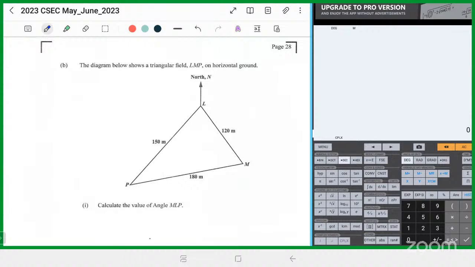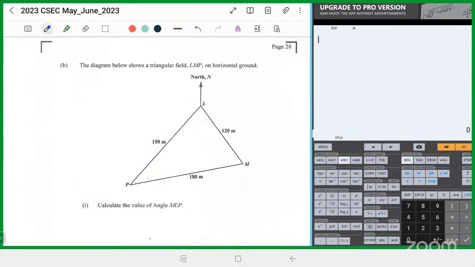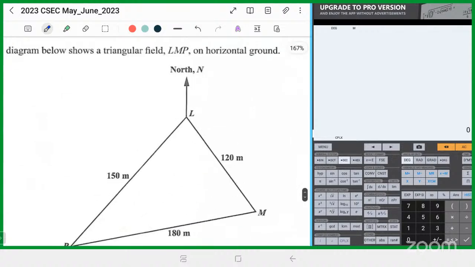It says calculate the value of angle MLP. So you see all the dimensions are on the diagram, and they want MLP. This is an example where they give you 3 sides, so you have to use cosine rule to find an angle. Once you're given 3 sides, you have to use cosine rule to find an angle. Which angle do they want? They want angle MLP, the angle at L. Let's call it theta and show it on the diagram. So it's asking us for this angle.